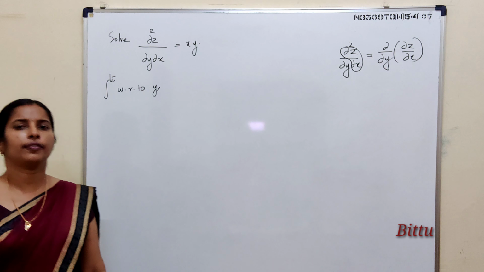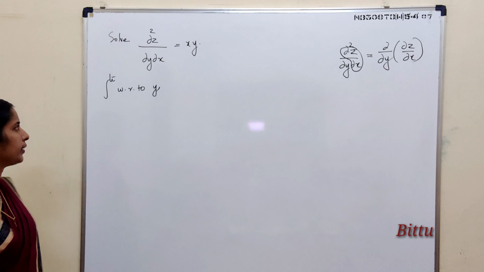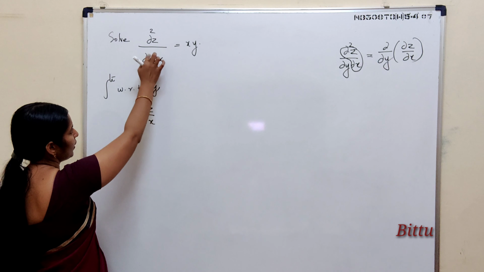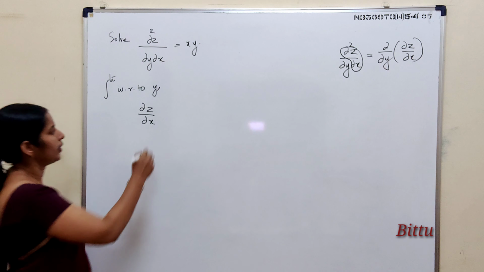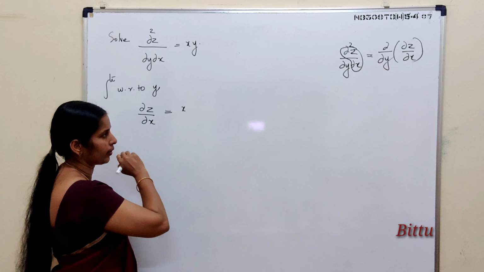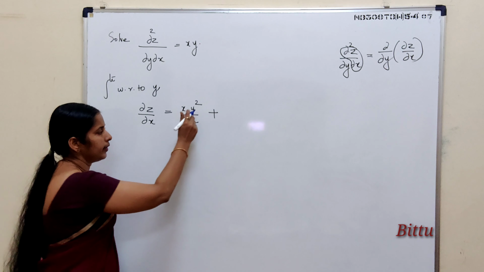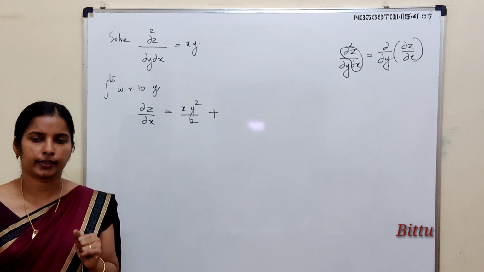What is the integral of ∂²z/∂y∂x? It is ∂z/∂x. While integrating with respect to y, you can see the left side is ∂z/∂x. What is the integral of the right side with respect to y? You keep x as a constant. The integral of y is y²/2. See, this is its integral. After integration, we have to put a constant.